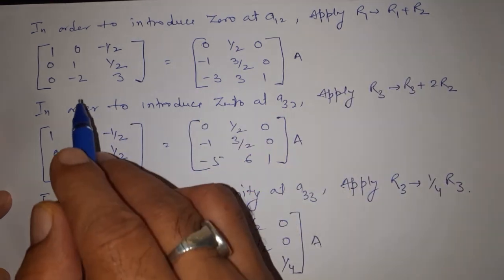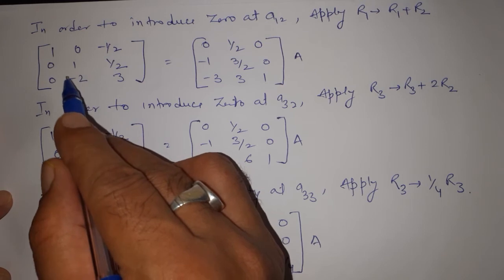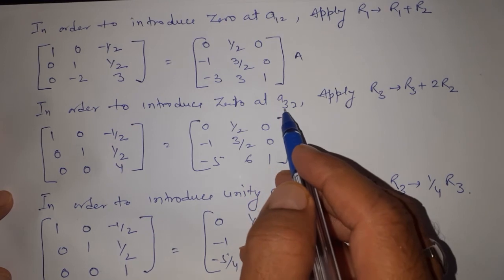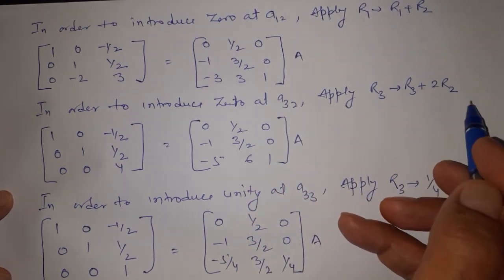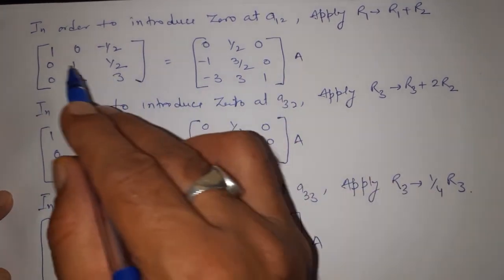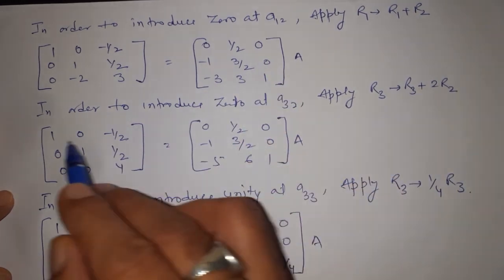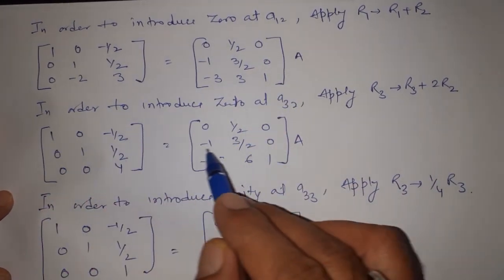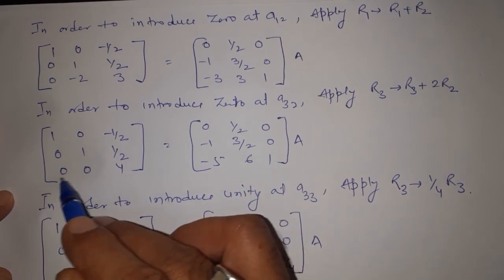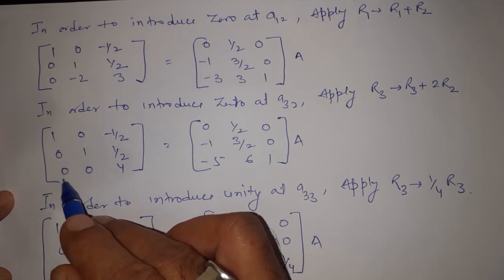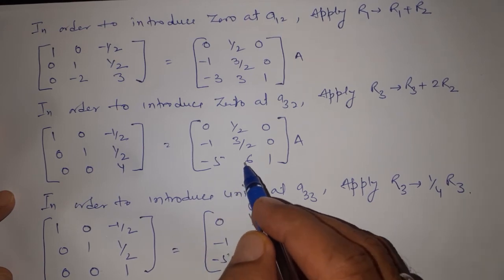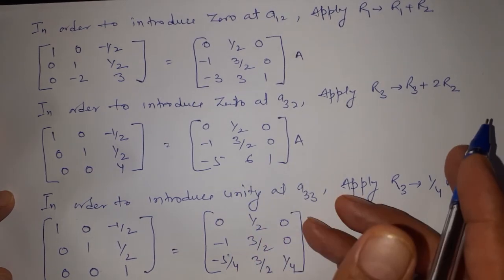Now, next we are going to introduce 0 over here. This position is 3, 2. So in order to introduce 0 at A32, we have to apply R3 tends to R3 plus 2 times of R2. So which row is going to change, guys? R3 is going to change. So R1 and R2 will remain the same. R3 changes when we apply the operation. Here will become 0. Here it is already 0. Here will become 0. Here also becomes 0. This will become 4, and this will become minus 5. This will become 6. This will become 1 multiplied by A.